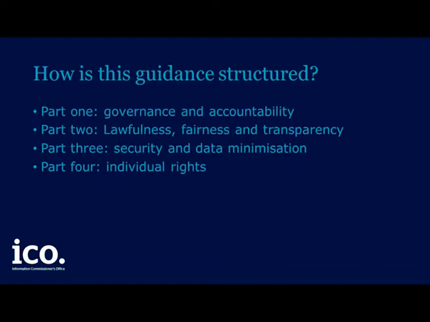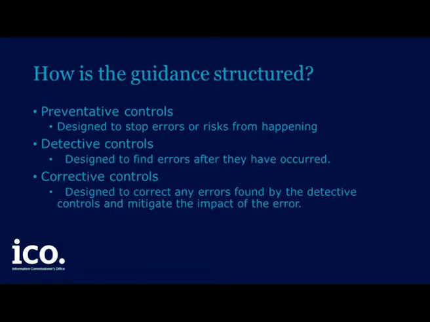Finally, Part 4 covers how you can facilitate the exercise of individual rights about their personal data in your AI systems, and rights relating to solely automated decisions. We have also structured the draft guidance to include a risk statement and some examples of controls you can take where a subsection heading relates to a risk that AI creates or exacerbates.